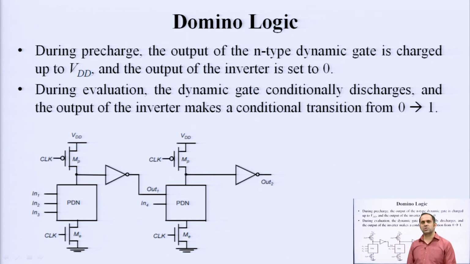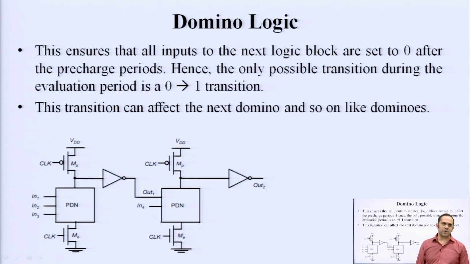Okay. So, this to some extent or to a great extent we can say solves the problem of cascading, the charge loss which takes place when we are connecting a simple cascaded circuit is solved by connecting this inverter between two successive stages. Okay. So, this basically domino logic connection ensures that all inputs to the next logic block are set to 0 okay, after the pre-charge. The only possible transition you can have is that of a charging. Okay. So, either you can add the charge or you can just stay at the ground potential. Okay. This transition can affect the next domino and so on, like a domino effect which I have just explained.